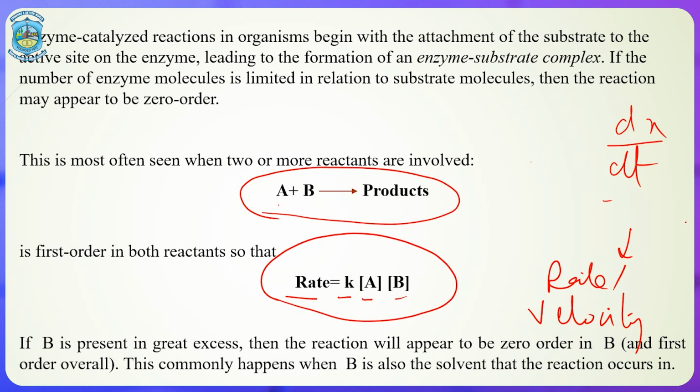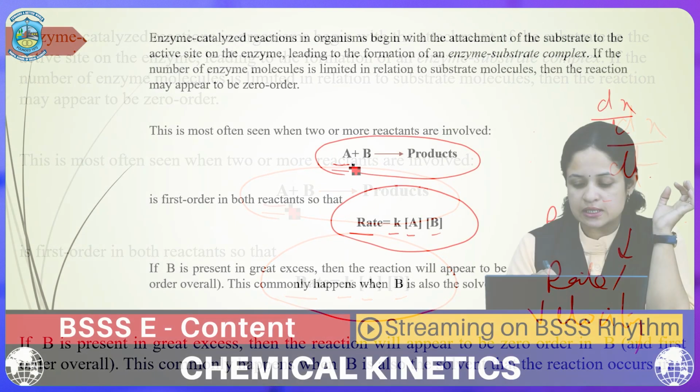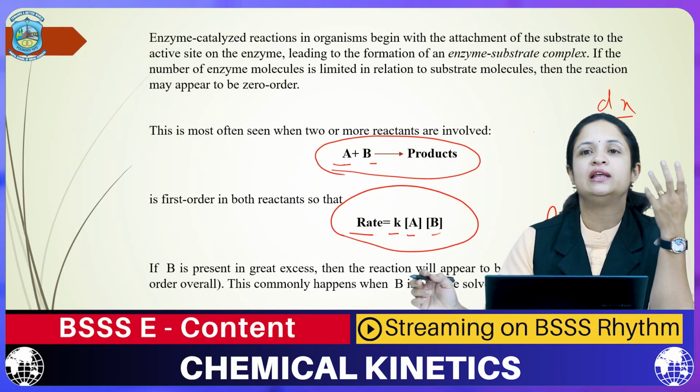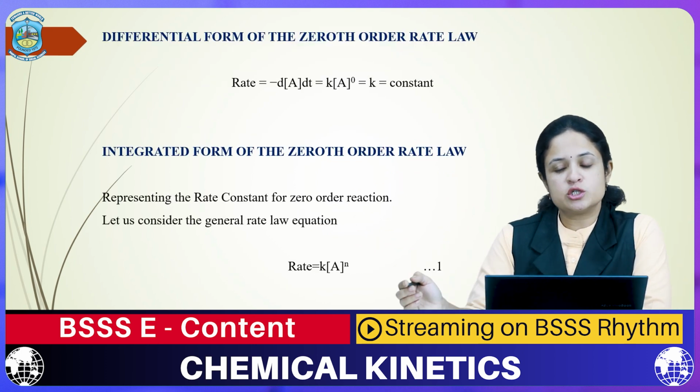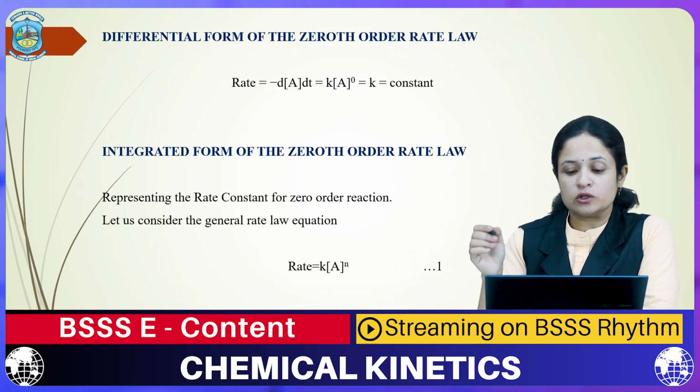Now what would happen if this reaction were a first order reaction? In the case of A or B, the rate of this reaction would have been increased or decreased by the presence of any one reactant, either A or B. But now since it is a zero order reaction, the concentration of A or B will not have any effect on the rate of this particular reaction. Now this is the differential form of the zeroth order rate law.